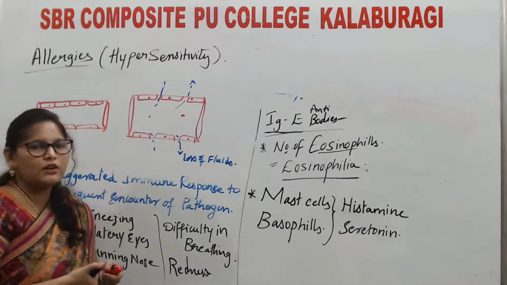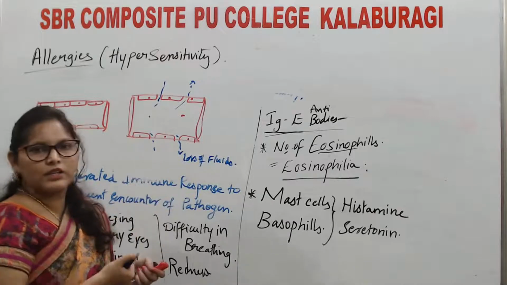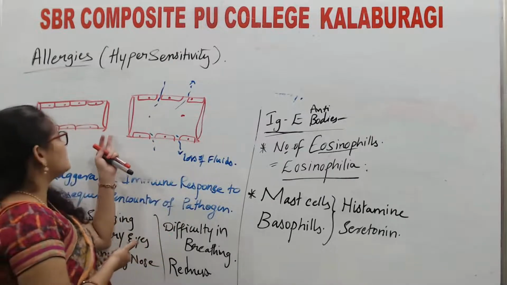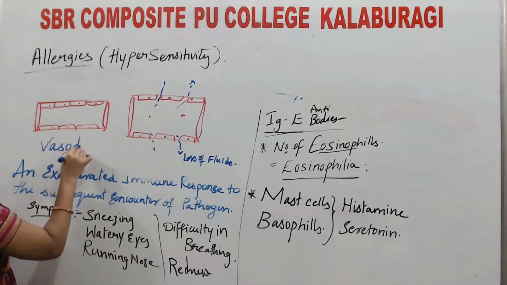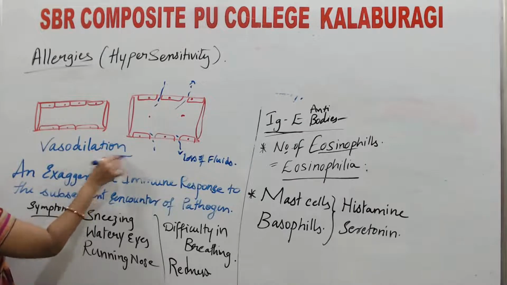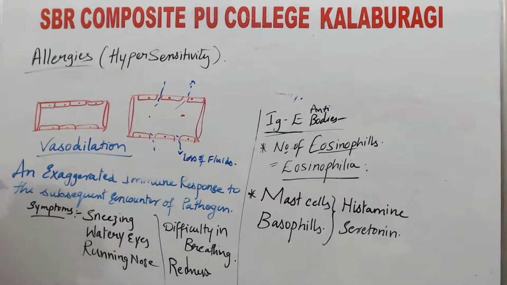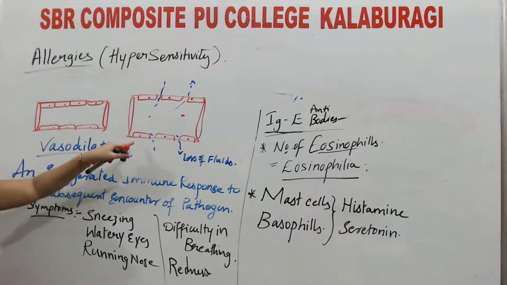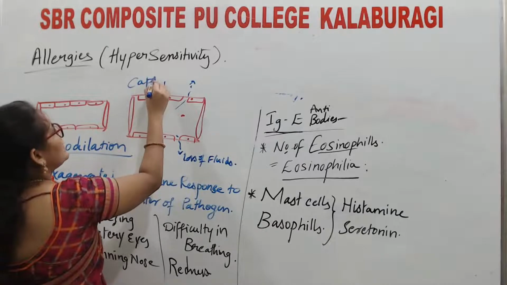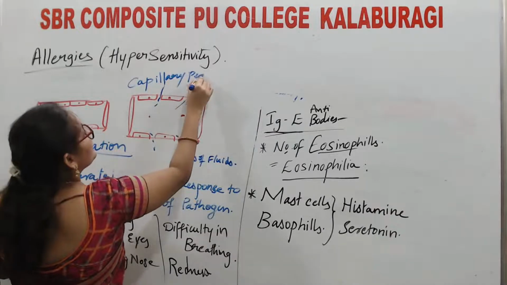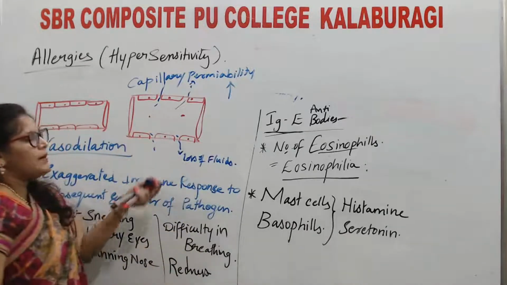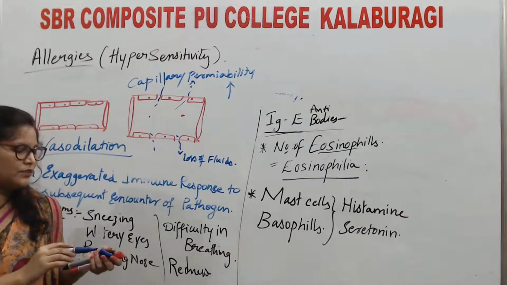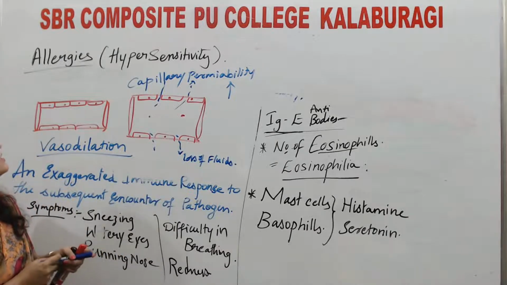The flow of blood also increases in case of these allergic reactions. Histamine and serotonin will cause vasodilation. What does vasodilation mean? Vasodilation means increase in the diameter of the blood vessel. When the diameter of the blood vessel increases, the blood capillary permeability increases. When capillary permeability increases, then loss of fluids from the blood vessels will take place, which will cause allergy.